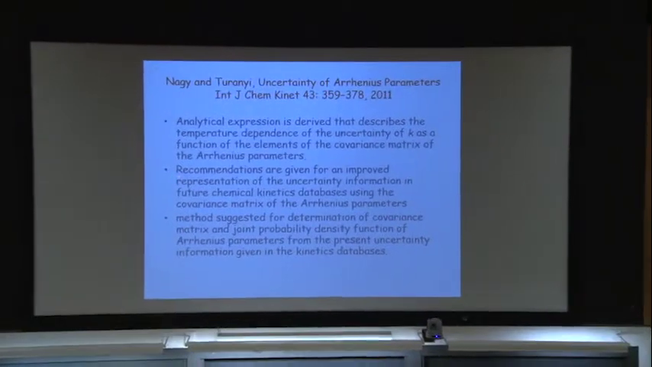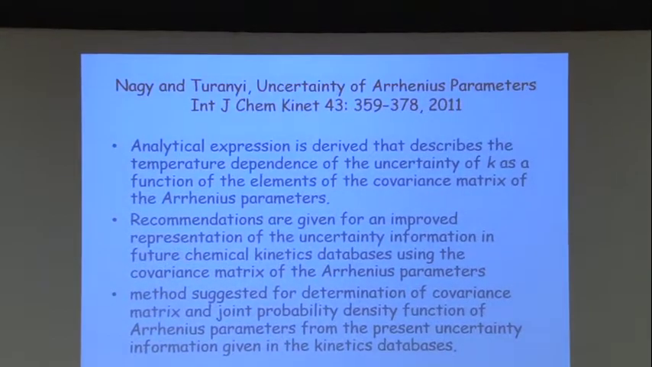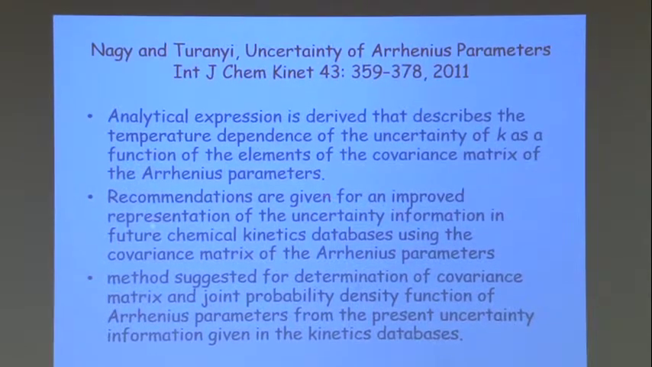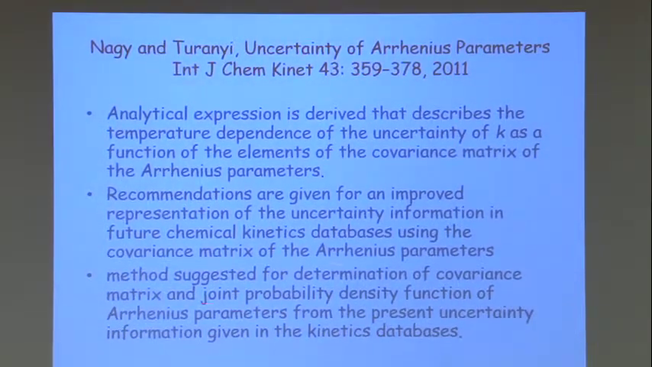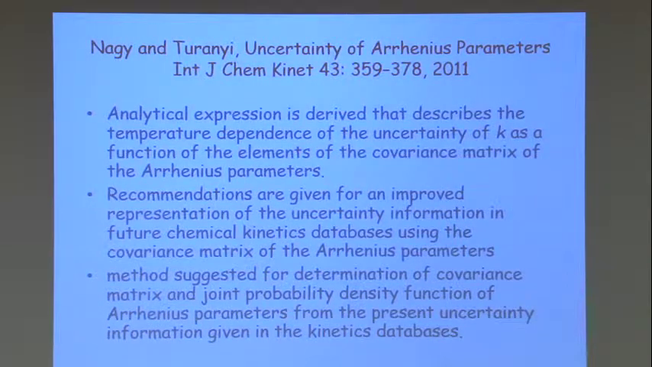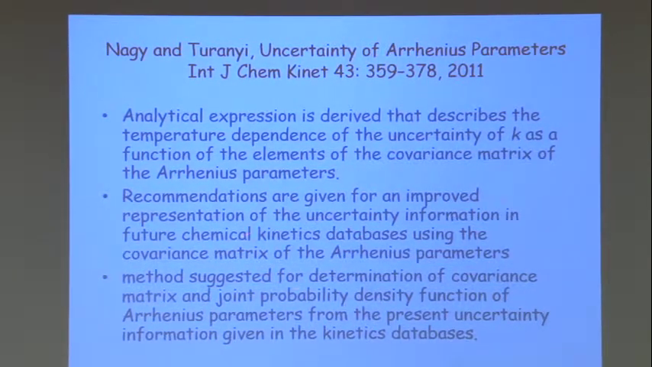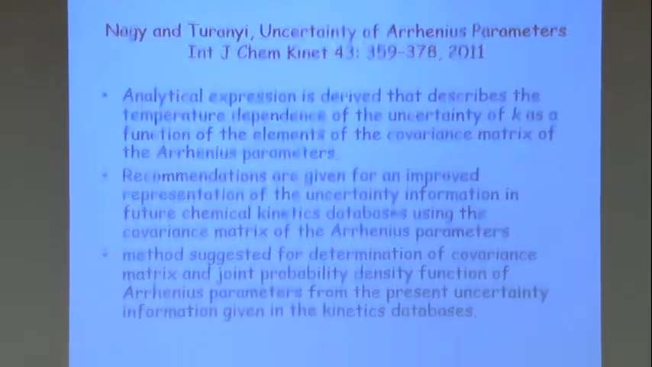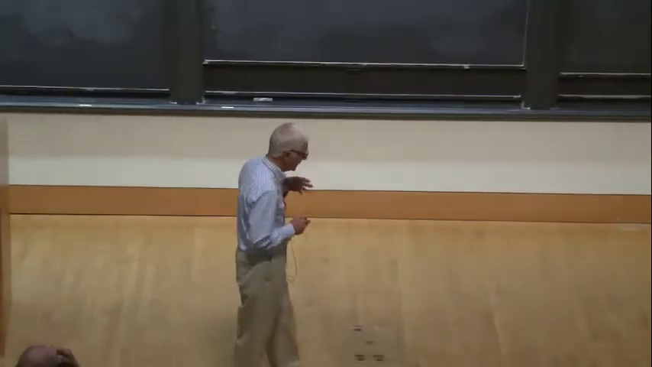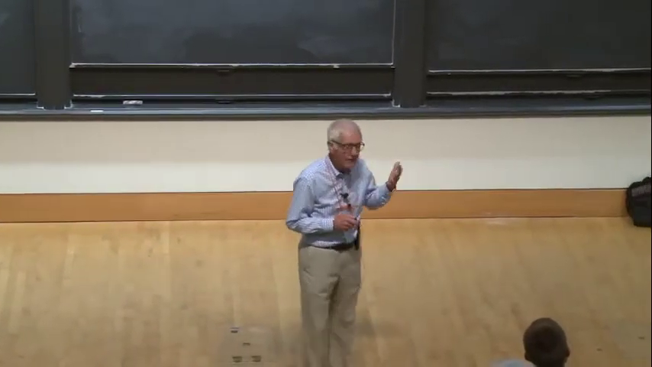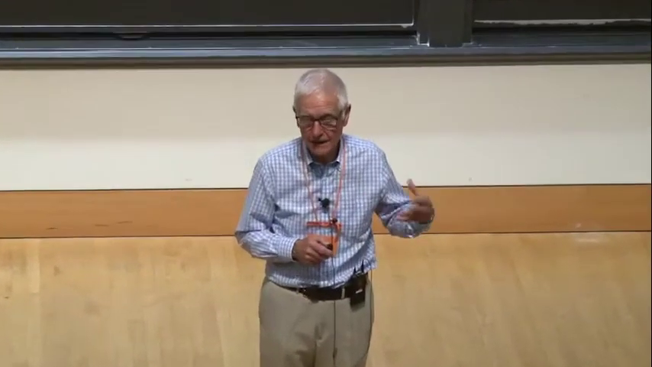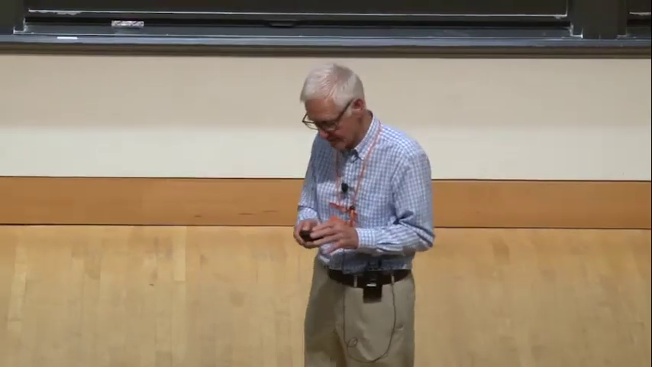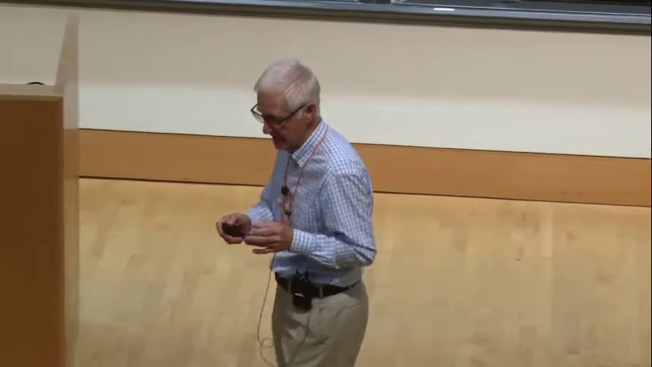So what they did was to start to look at this covariance matrix, and they made recommendations for an improved representation of the uncertainty information in future chemical kinetics databases using the covariance matrix of the Arrhenius parameters. And they suggested methods for determining the covariance matrix and joint probability density function of the Arrhenius parameters. So this is an important paper, and it's followed by a subsequent important paper that I'll give you later on. And then we'll discuss the use of the results of these tomorrow, maybe even later on today.